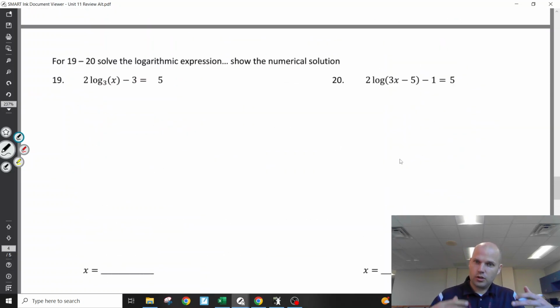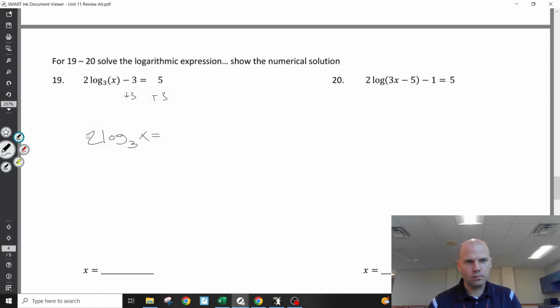If you have a log and you want to get rid of the log, well, isolate the log. Use an exponent to get rid of the log. Add 3. You could move this 2 up if you wanted to. You could use a log property if you wanted to, but this is 2 times log 3, so I'm just going to divide by 2.